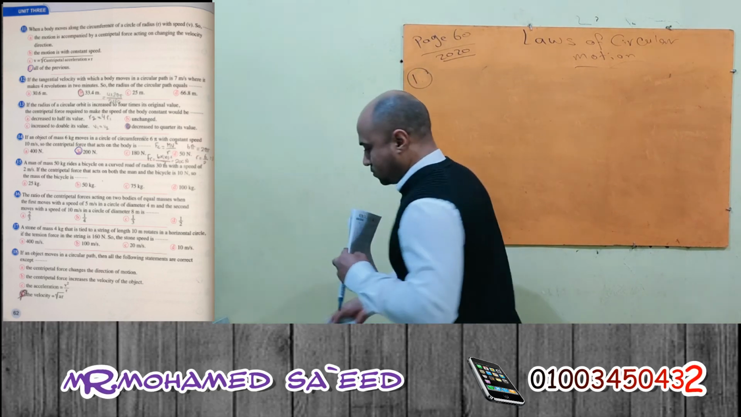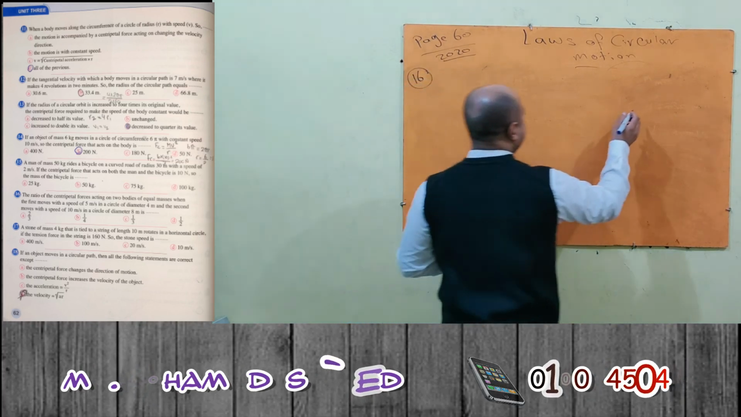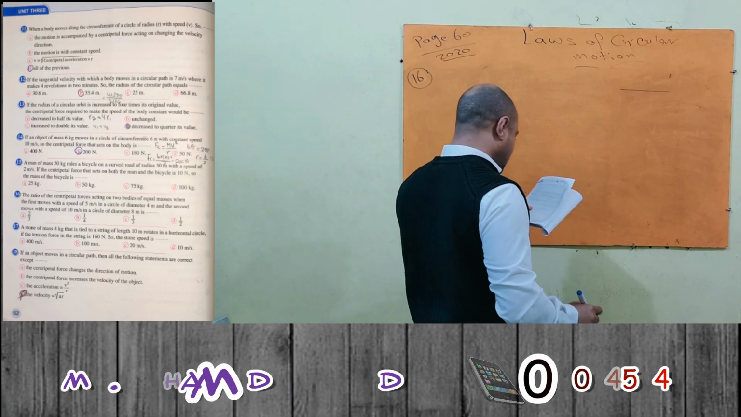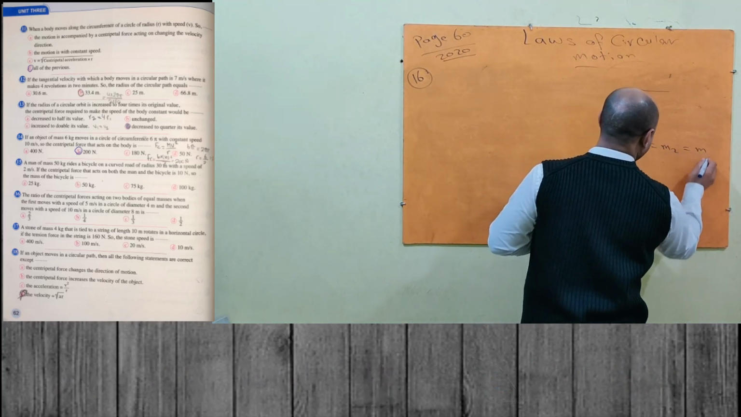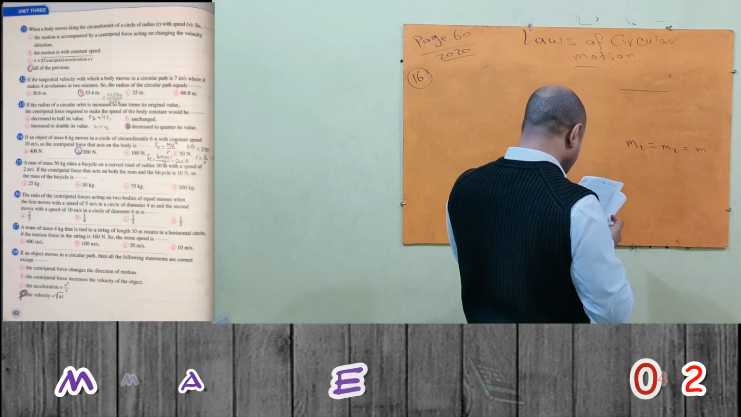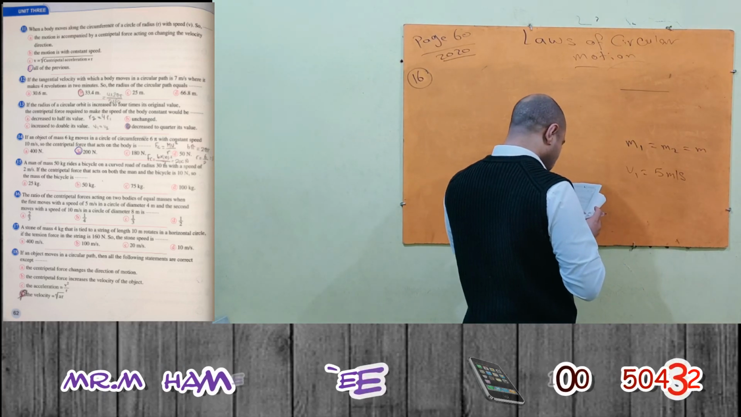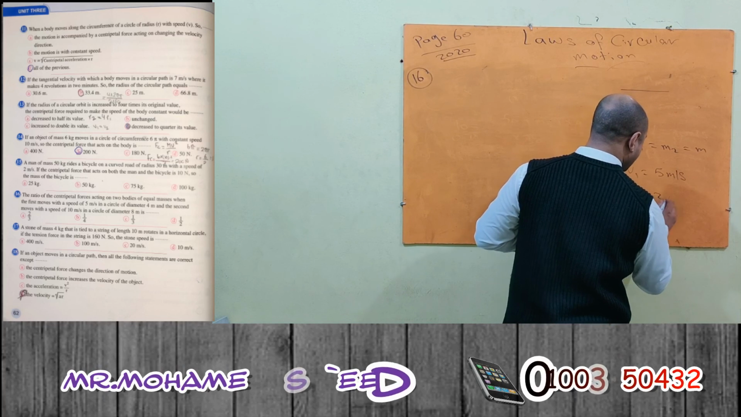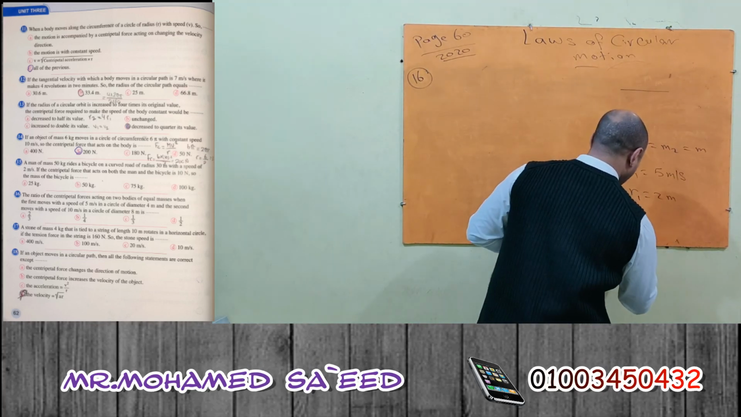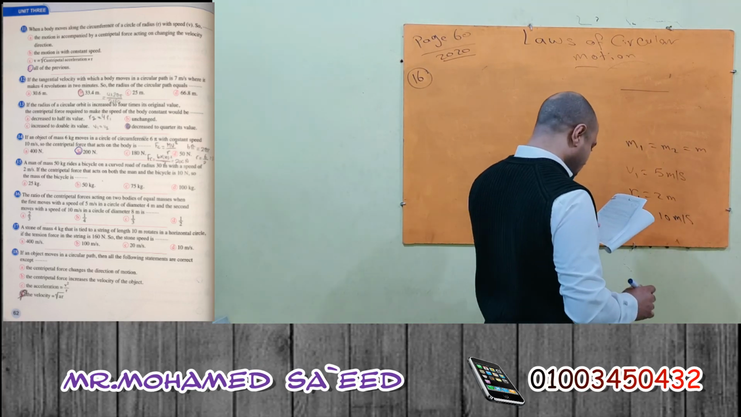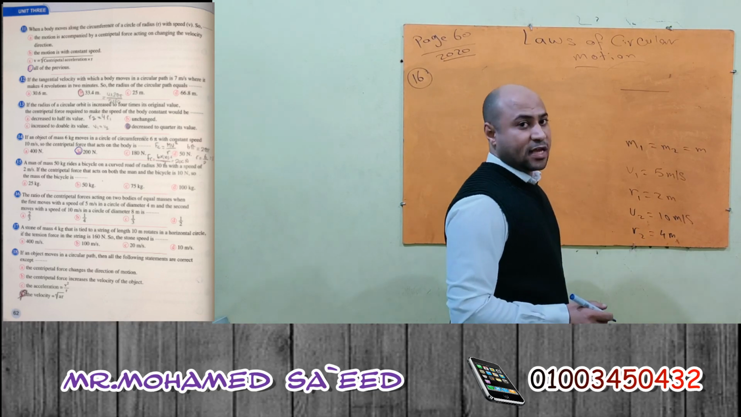Question number 16. The ratio of the centripetal forces, the ratio means fraction, acting on two bodies of equal masses, M1 equals M2 equals M, when the first moves with a speed of 5 meters per second, V1, in a circle of diameter 4, so radius R1 equals 2 meters, and the second moves with speed 10 meters per second, V2, in a circle of diameter 8, so R2 equals 4 meters, because the radius equals diameter over 2 equals 4 meters.